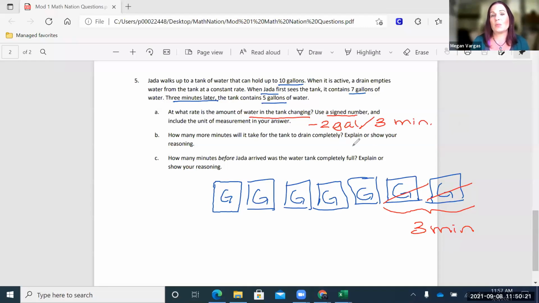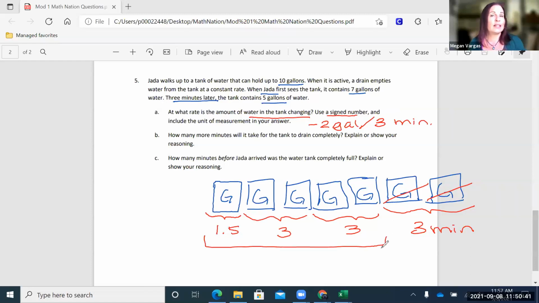How many more minutes will it take for the tank to drain completely? Well, it's going to take 3 minutes for these 2, and then another 3 minutes for these 2, and then this is only half, right? So that's 1.5 minutes. And that's how long, add those together. I'm not going to do the last step for you, but that's how long it would take for the tank to completely empty.